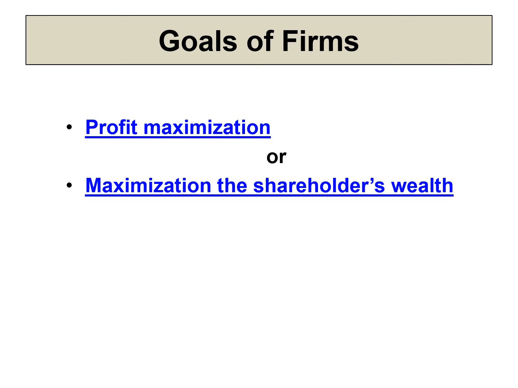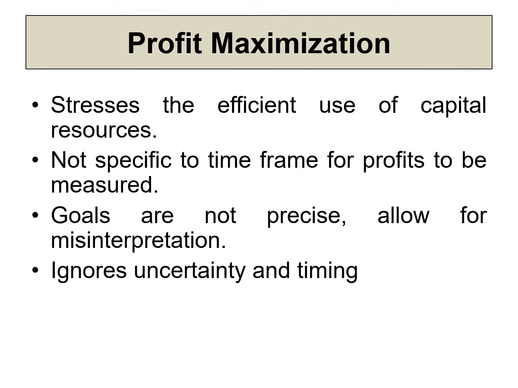There are basically two goals of firms. First is maximization of profit, and number two is the maximization of shareholders' wealth. Profit maximization stresses the efficient use of capital resources. It does not specify the time frame for profits to be measured. As such, the goal is not precise, and it allows for misinterpretations. It also ignores uncertainty and timing.